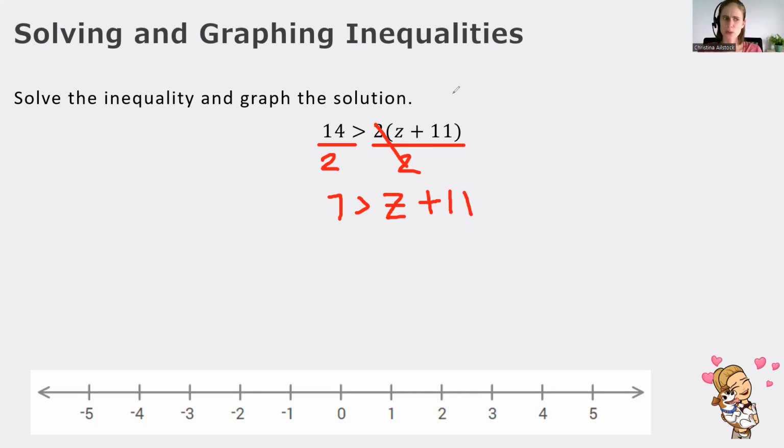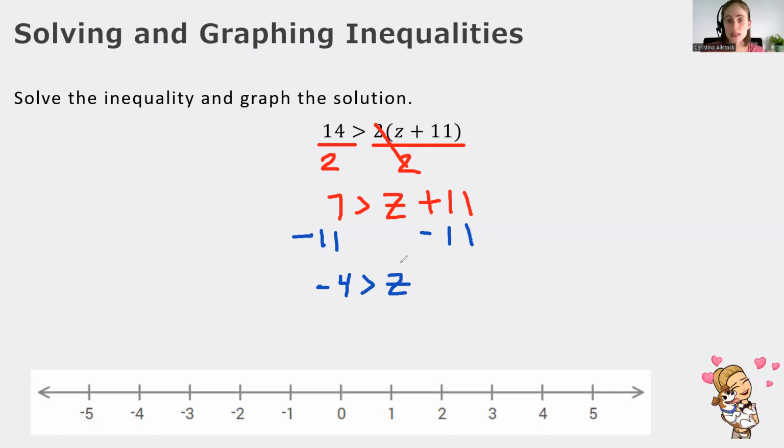Now how do we get z by itself? We need to get rid of that plus 11. So the opposite of adding 11 would be subtracting. So we're going to subtract 11 from both sides. 7 minus 11. Remember, one way you can think about this is you're taking 11 away, and that's more than 7. So our answer is going to be negative, leaving us with -4 is greater than z.